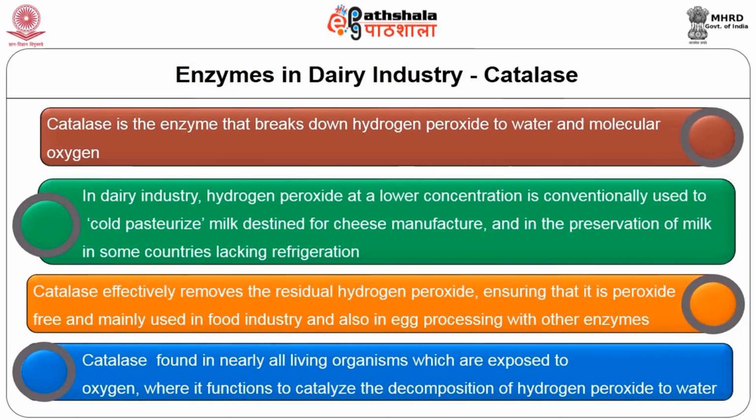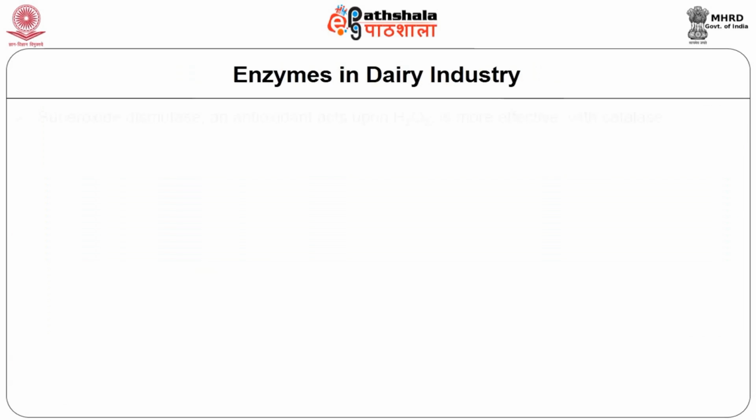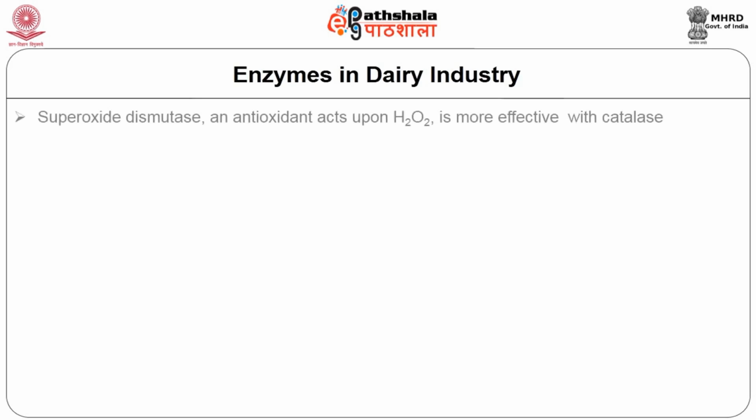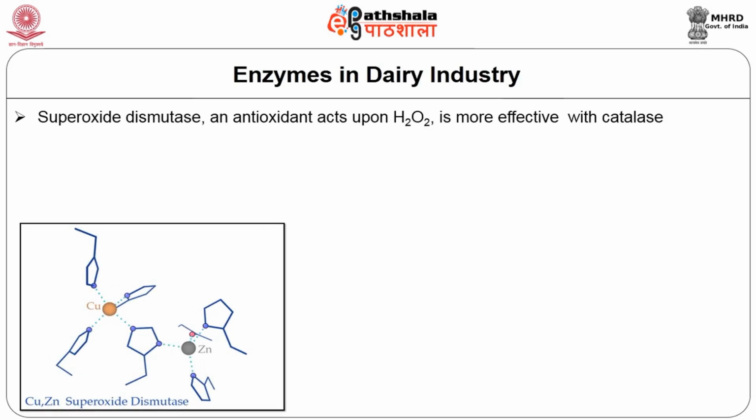Catalase is a common enzyme found in nearly all living organisms which are exposed to oxygen, where it functions to catalyze the decomposition of hydrogen peroxide to water. Glucose oxidase and catalase are often used together in selected foods for preservation. Superoxide dismutase is an antioxidant and acts upon hydrogen peroxide but is more effective when catalase is present.